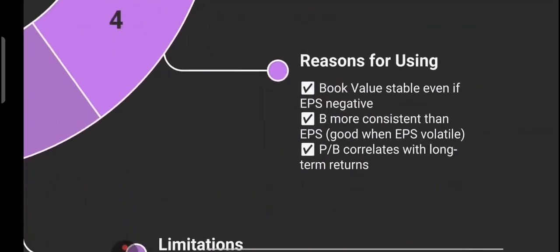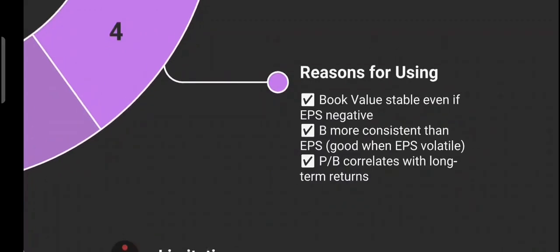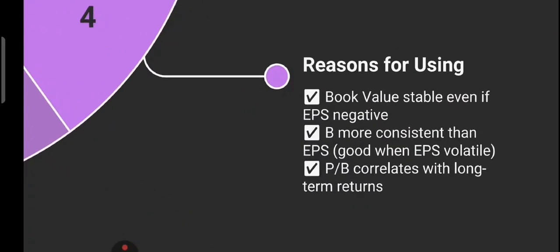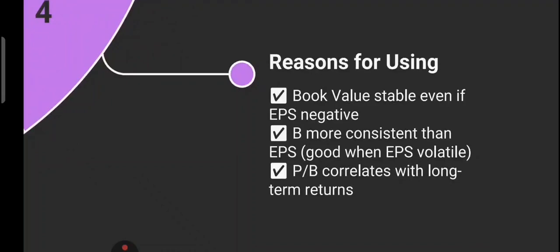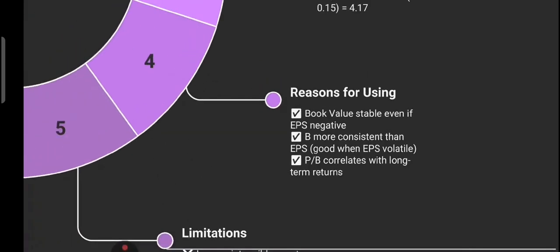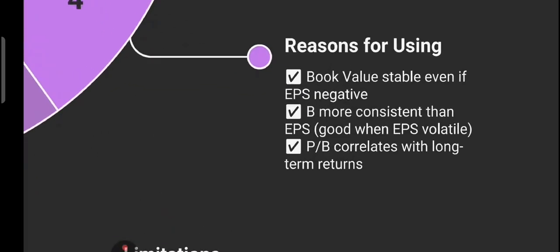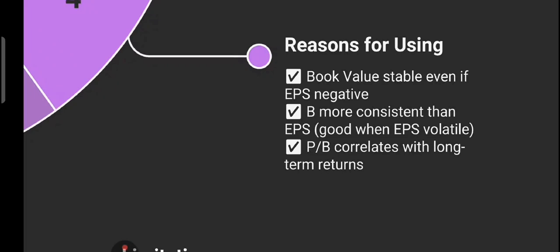Now what is the reason for using this P/B? Because it is stable even when earnings are negative. You can see even when earnings are negative, book value will be stable. It remains consistent when earnings are volatile, so when EPS is volatile, the book value remains consistent. Also, P/B has a strong correlation with long-term return. So three reasons: first, it is stable even when earnings are negative; second, it remains consistent when earnings are volatile; plus, P/B has a strong correlation with long-term return.